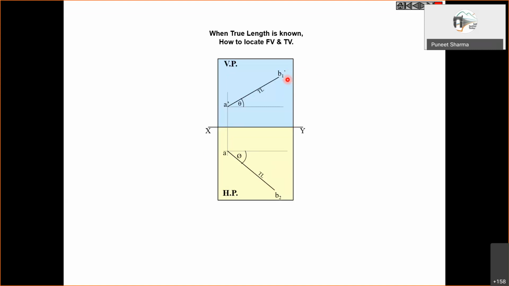Here we are calling this B1 dash, and here this one B2, because these are not corresponding diagrams, right? Both are depicting different things.